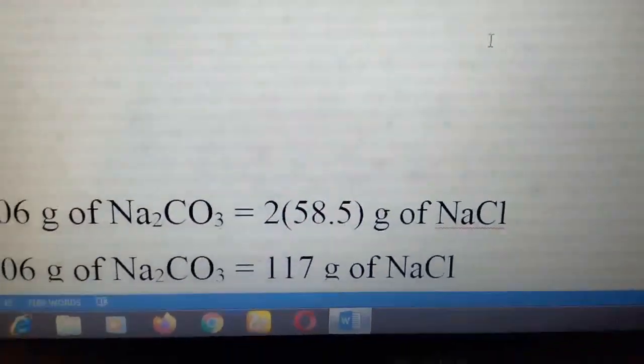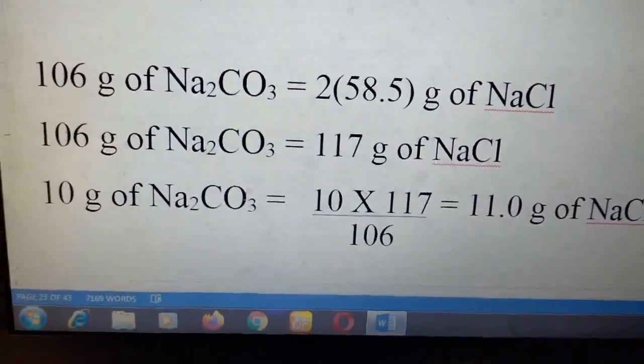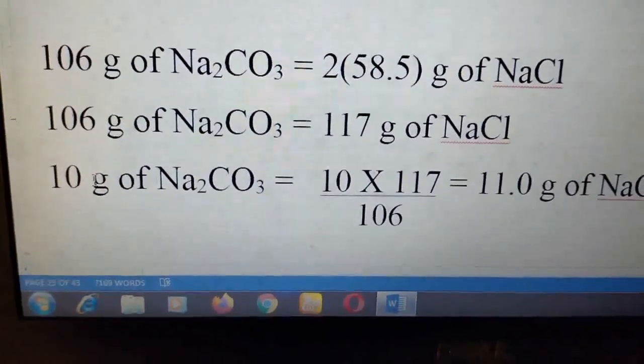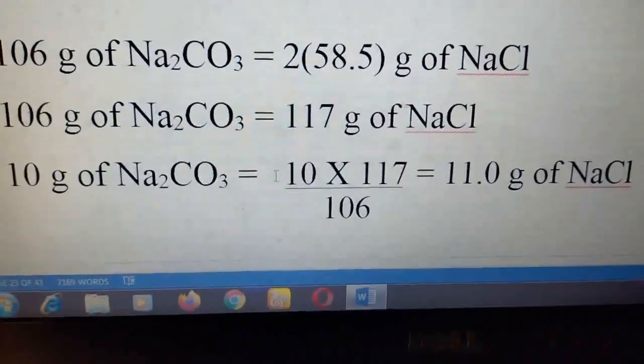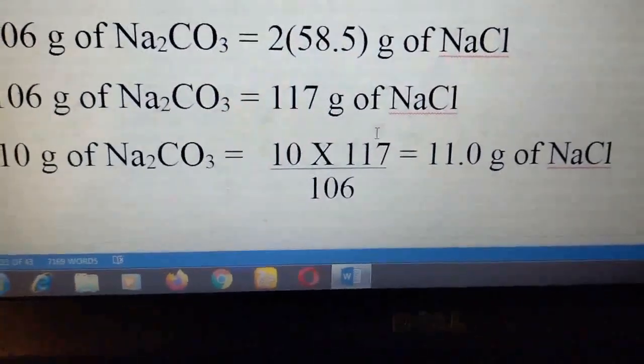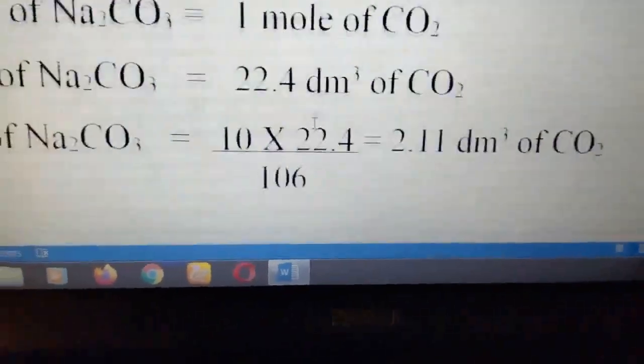Now say 58.5 times 2. That gives us 117 grams of sodium chloride. Therefore, 10 grams of sodium carbonate, the mass of carbonate introduced initially, will now give us 10 times 117 over 106 by proportion. That will give us 11.0 grams of sodium chloride.